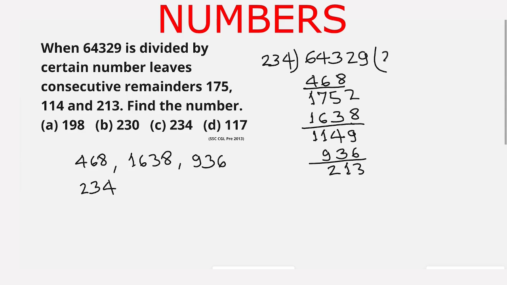234 times 2 is 468, and on subtracting 468 from 643, the first remainder is 175. We carry 2 from above and the number becomes 1752. 234 divides 1752 for 7 times. 7 times 4 is 28. We write 8 and carry 2. 7 times 3 is 21. 21 plus 2 is 23.